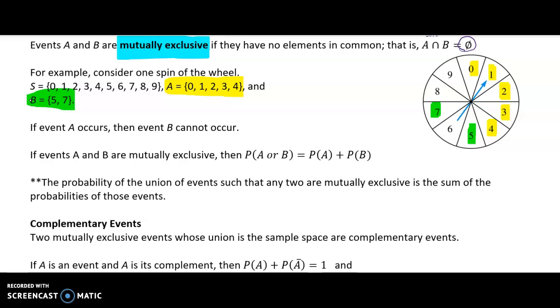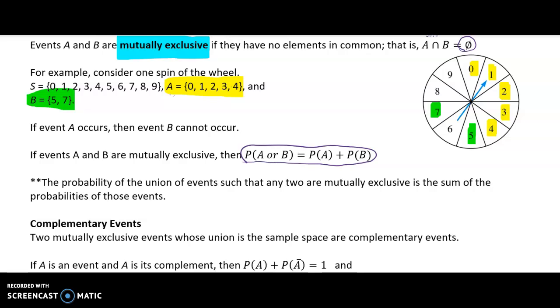As you can see, if you spin something yellow, you can't spin something green. None of the yellow numbers are also green numbers. So none of the events in A are also in B. So we say that the events are mutually exclusive. For mutually exclusive events, the probability of A or B equals the probability of A plus the probability of B. You can just add them up.